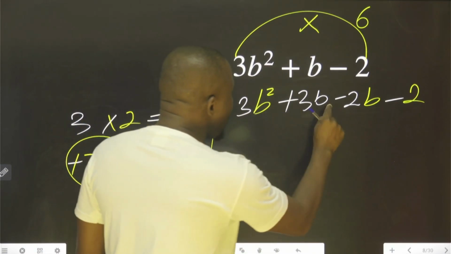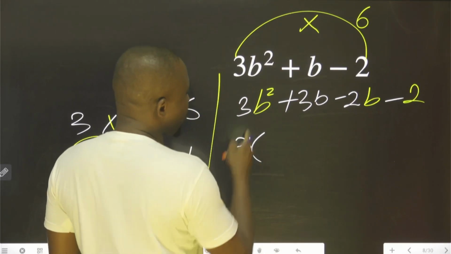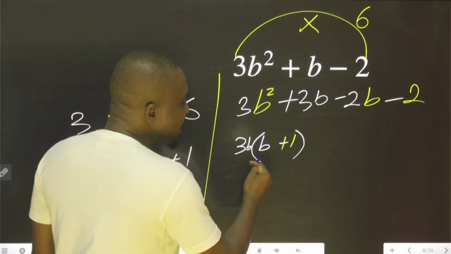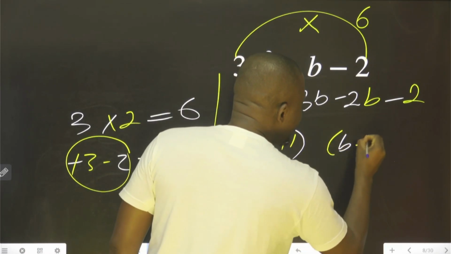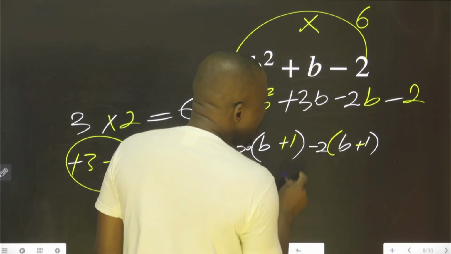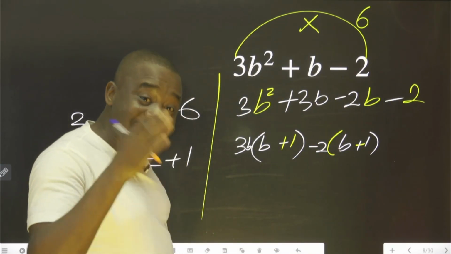Now, what is common between these two? 3. What is common again is b. What is remaining now? B. Plus what is remaining here now is just 1. Repeat this. B plus 1. What can I do to this to have this? It's minus 2. Minus 2 multiplied by this, I have this. You see? The standard method.